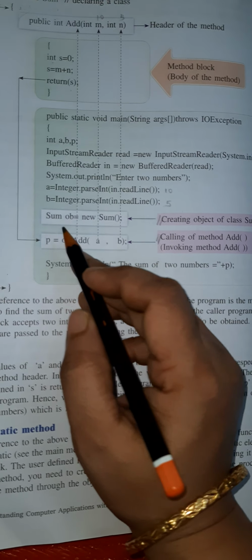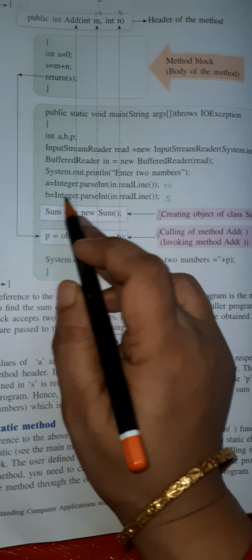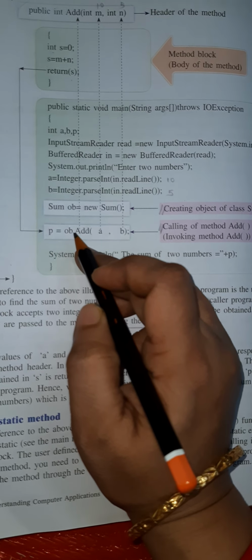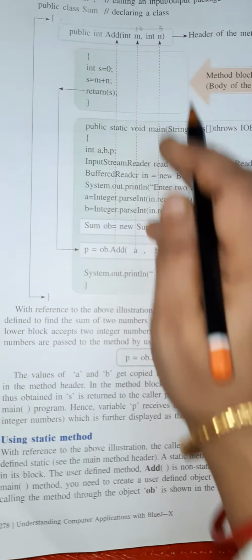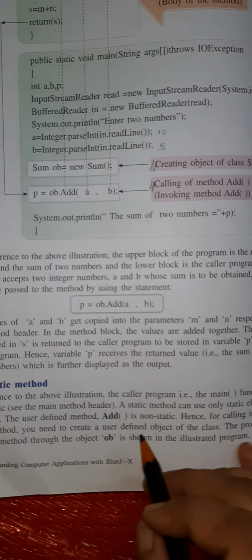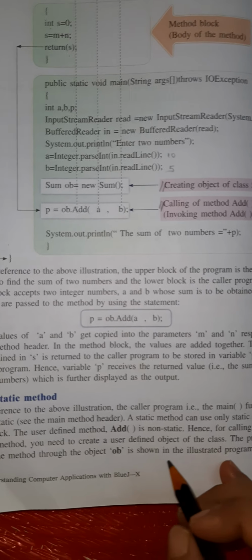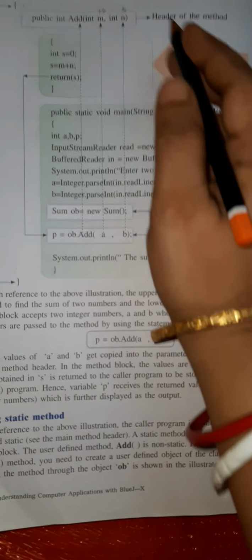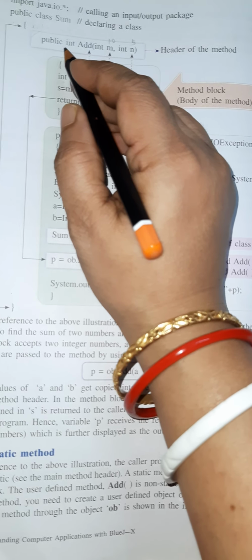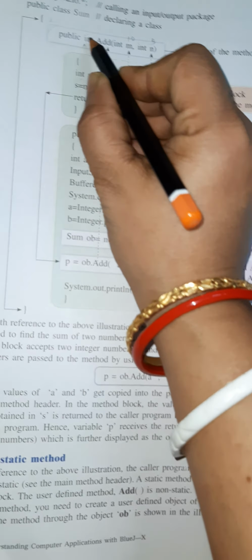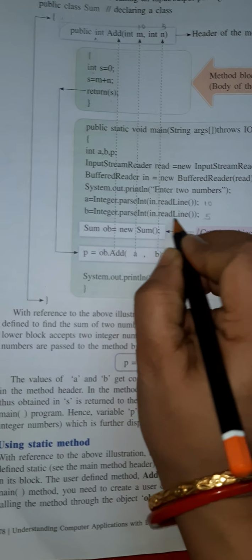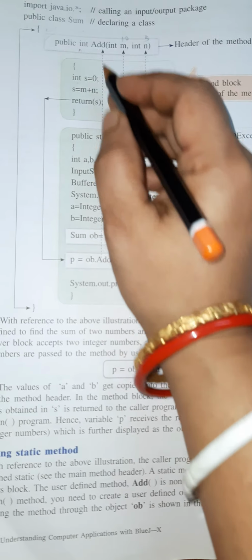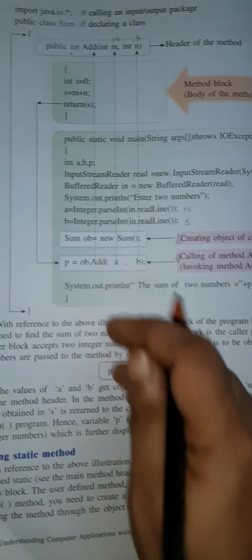So what happens, we have to make an object of a class, and after making the object of the class, only then can we call the function, because here there is no static in the add method. We need to create an object of a class, and this process of calling through the object is shown in the illustration program. Since public static is not written here, if there had been static, then it is not needed to create the object, but since here there is no static, we have to create the object.